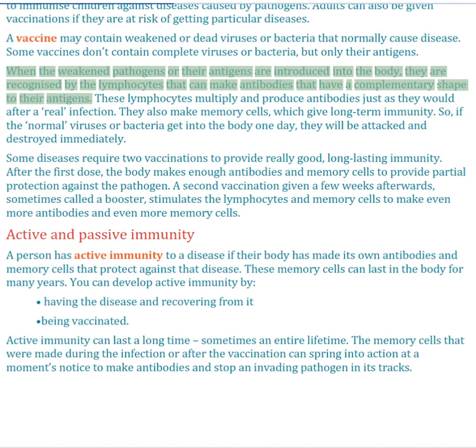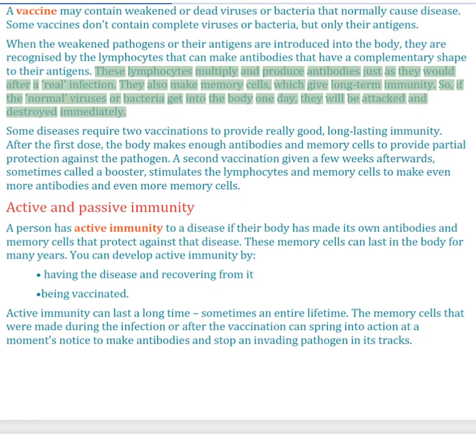When the weakened pathogens or their antigens are introduced into the body, they are recognized by the lymphocytes that can make antibodies that have a complementary shape to their antigens. These lymphocytes multiply and produce antibodies just as they would after a real infection. They also make memory cells, which give long-term immunity. So, if the normal viruses or bacteria get into the body one day, they will be attacked and destroyed immediately.